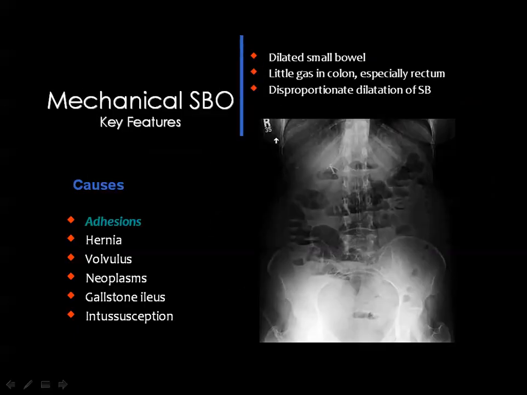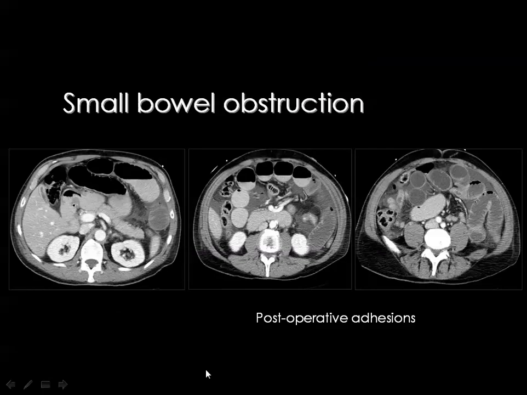Then, as I have mentioned, in mechanical small bowel obstruction the most common cause is adhesion, and sometimes the hernia and the volvulus and the neoplasms, gallstone ileus, as well as intussusception. Then, in cases of post-operative small bowel obstruction, you think always of post-operative adhesions, and in such cases, the plain film will show the usual findings, and also the CT scan will show that the small bowel is dilated with multiple air fluid levels inside.